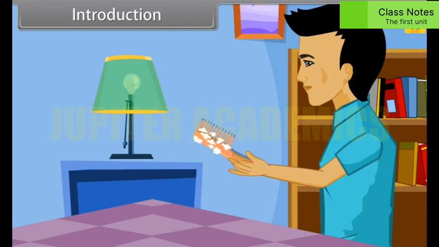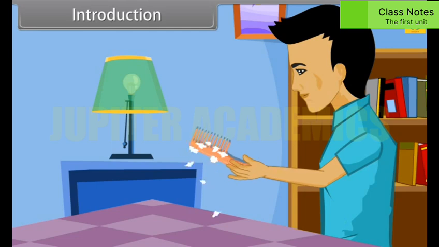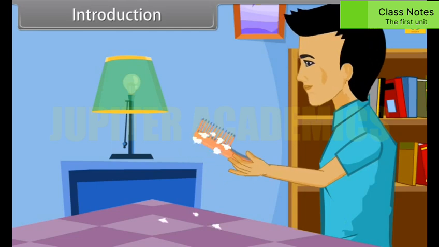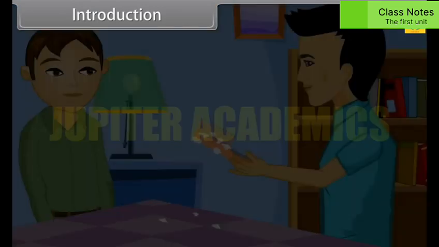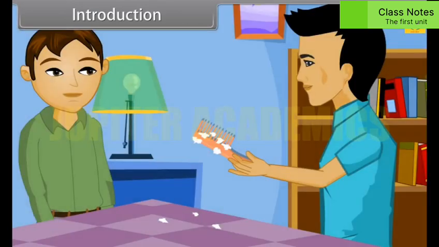He observes that some pieces of paper are stuck to the comb. He shakes the comb well, but only a few fall down, while others are still stuck to it. He asks Sanjay why paper pieces are attracted towards the comb. Sanjay tells him that it was due to the attraction of charges.